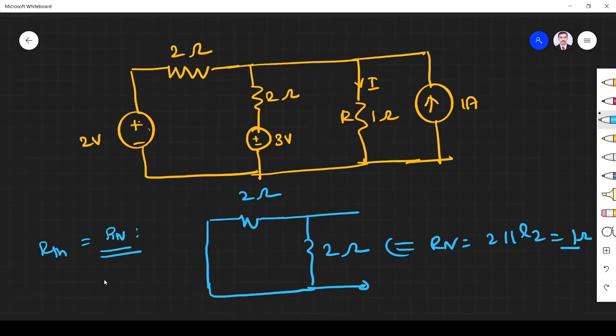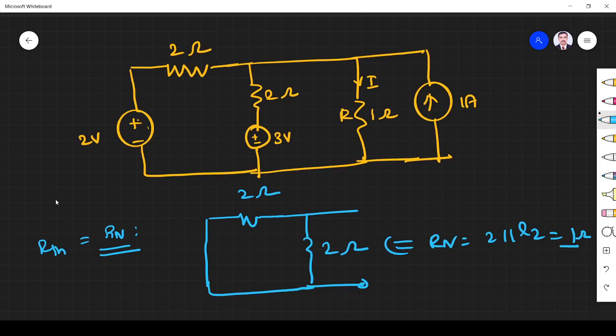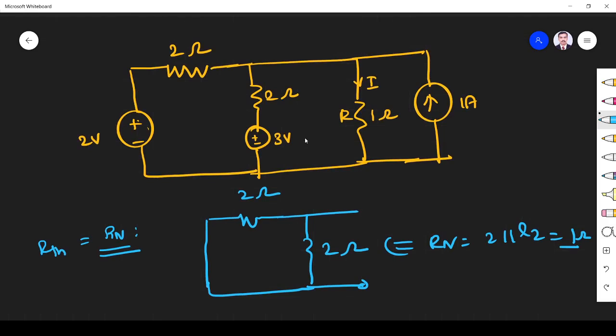Okay, next what we have to find? We have to find I Norton. When we want to find I Norton, I use a shortcut method. You see, everything is a voltage source; this is one current source. I convert this voltage source into a current source. So V is 2, R is 2, so I is equal to 2 by 2, so 1 ampere parallel with 2 ohm. Here you see V is equal to 3, R is equal to 2, so V by R, 3 by 2 is 1.5 ampere parallel with 2.